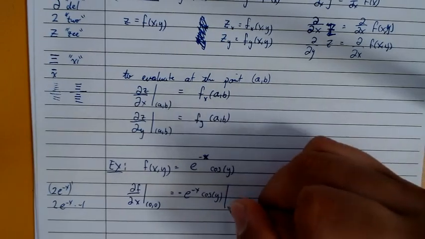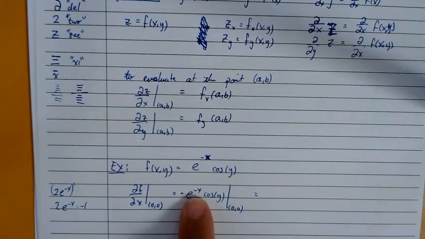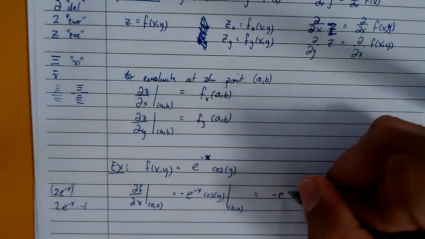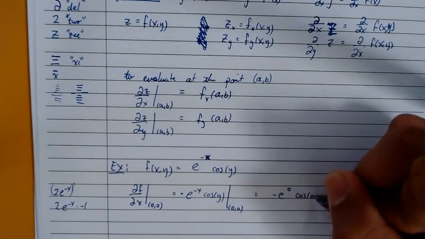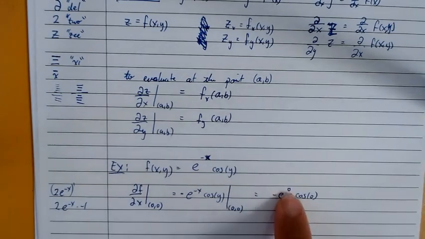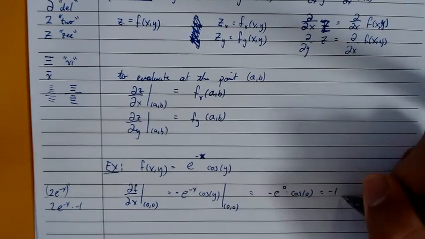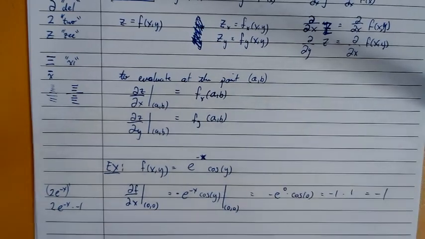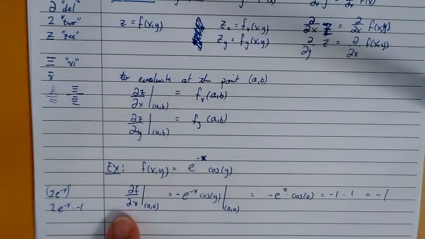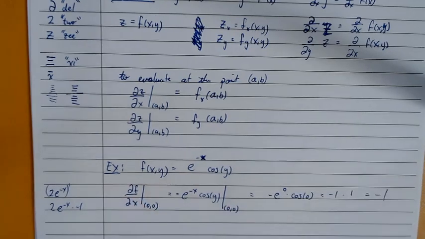And I'm evaluating at (0, 0). Okay, so now plug in a 0 for my x. And plug in a 0 for my y. Which is what? e to the 0 is 1. Oh, but we have a negative, so that's going to be negative 1 times cosine of 0, which is 1. So here our partial with respect to x of f at (0, 0) is negative 1.